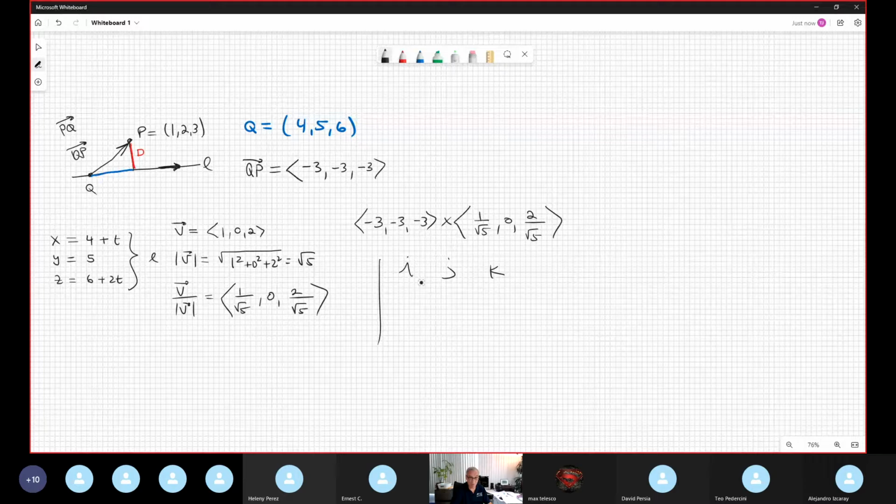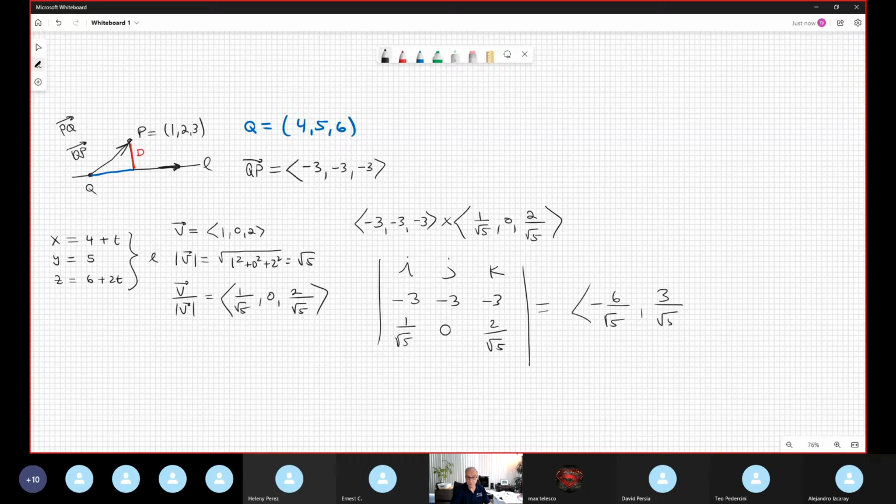You copy that, -3, -3, -3, and you copy here 1 over radical 5, 0 and 2 over radical 5. And you perform this determinant. I don't want to do this. The answer is -6 over radical 5, 3 over radical 5, 3 over radical 5.